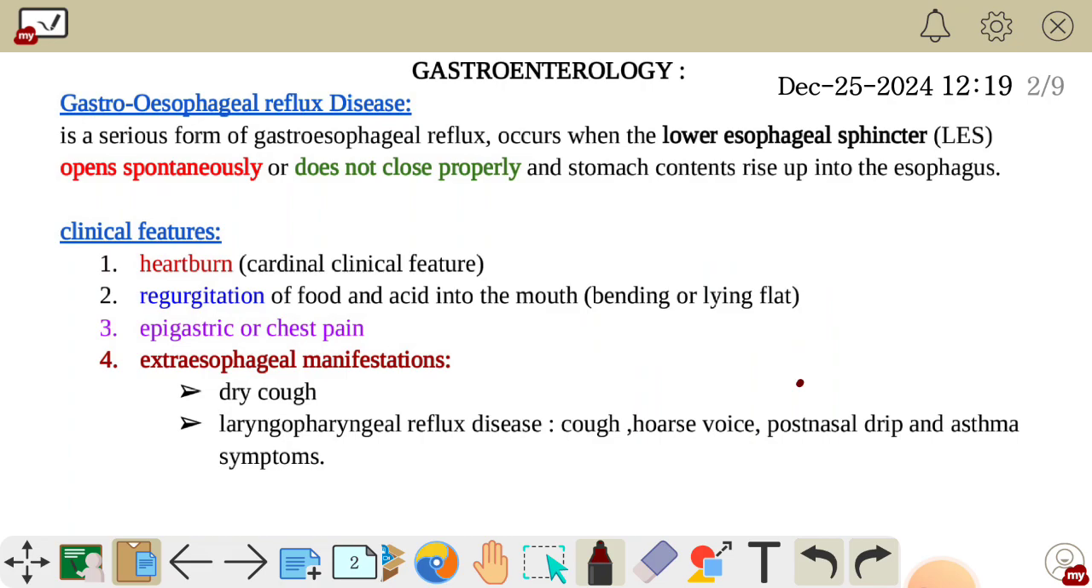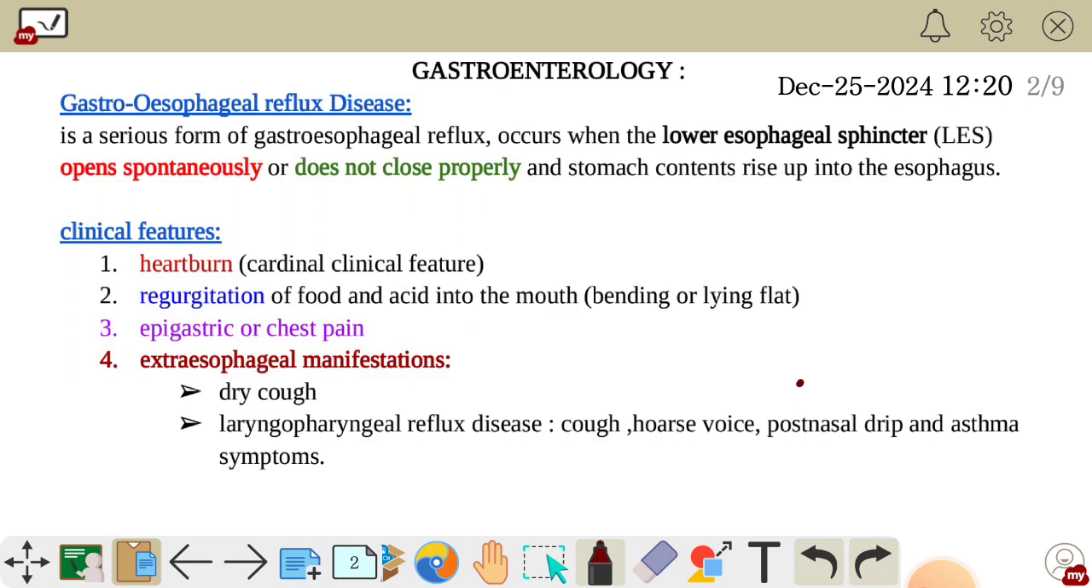Then apart from that, we have epigastric or chest pain. The patient will come complaining of chest pain, and it is very important to differentiate this chest pain from the one experienced in cardiac ischemic pain, or in MI, which is myocardial infarction. That pain should be differentiated from this one, which is felt in gastroesophageal reflux disease.